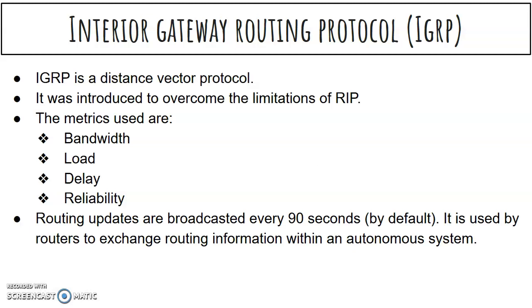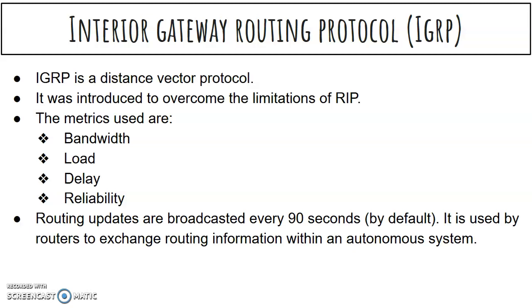It was basically introduced to overcome the limitations of RIP, and the metrics that it uses are bandwidth, delay, reliability, and load. And in this case, the routing updates are broadcasted every 90 seconds. So in RIP, it was being broadcasted every 30 seconds, but now it is being broadcasted every 90 seconds. And it is used by routers to exchange routing information within an autonomous system.